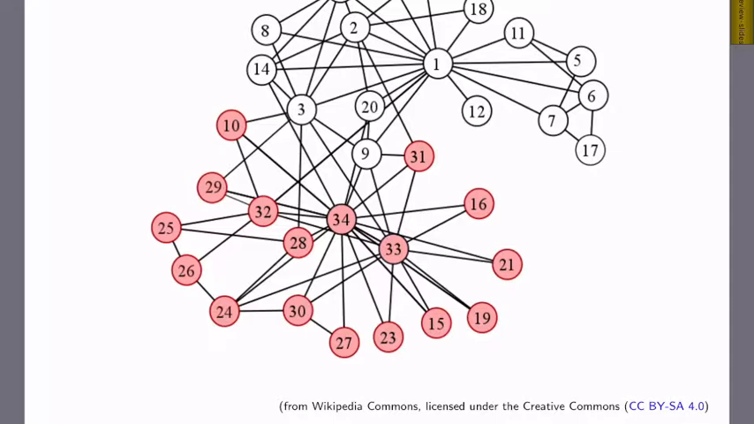Here is a very famous example, the karate club network. I won't explain what this network is, but using either some algorithms or predetermined labels, we can find communities. Here the nodes are colored according to which of the two communities each node belongs to. Okay.